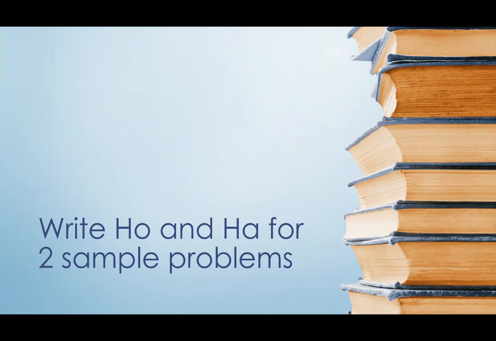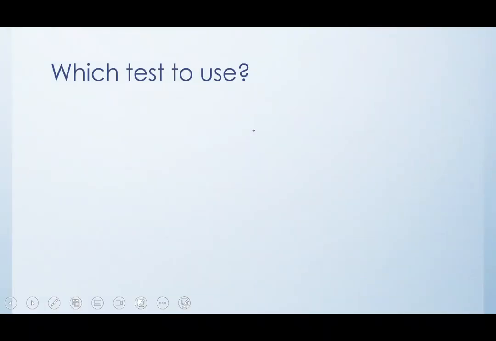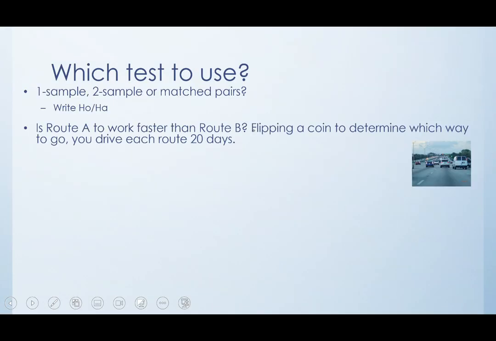Okay, so we're going to just practice and try to get a feel for two sample proportions versus two sample means versus matched pairs by writing the null and alternate for several different selections. We're going to determine which test we are going to use, and then we're going to write the null and alternate. So our first little scenario here is, you've got two routes to work.